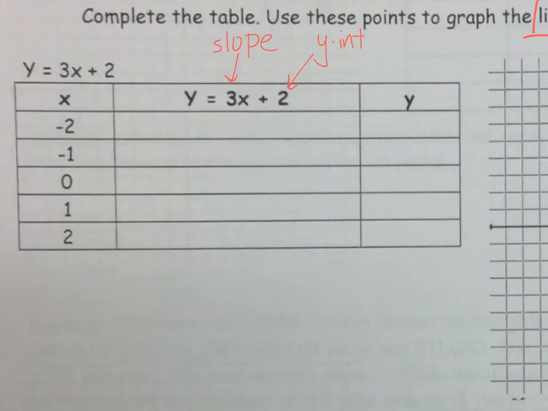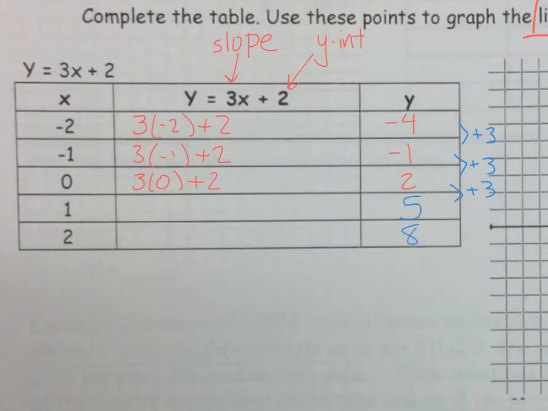If that means anything to you, great, you could probably fill out the table. If not, plug in. 3 times negative 2 plus 2, that's negative 6 plus 2 is negative 4. 3 times negative 1 plus 2, that's negative 3 plus 2, negative 1. 3 times 0 plus 2, it's 0 plus 2 is 2. So you notice that slope appears right here. I'm adding 3, plus 3. So I know the next one is going to be 5, and after that we've got 8.